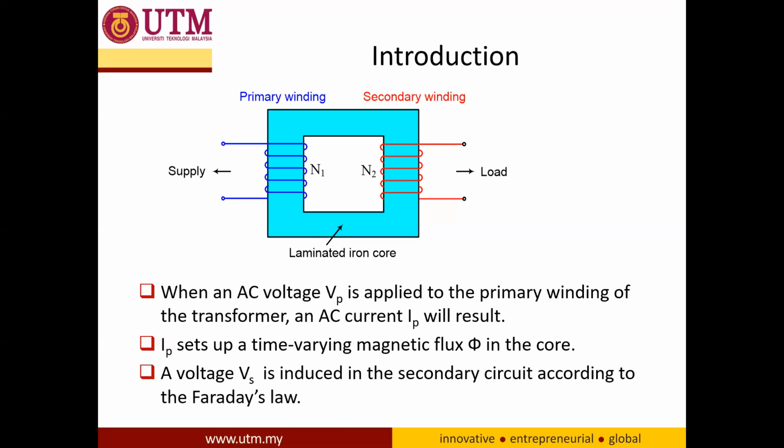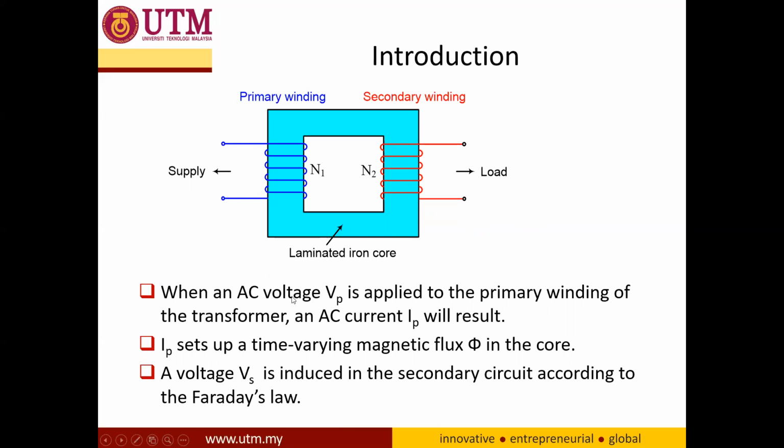So this is the basic structure of the transformer. We have the winding here and also the secondary here. N1 is the number of turns of the primary, and N2 is the number of turns at the secondary. So this shows what it is all about.